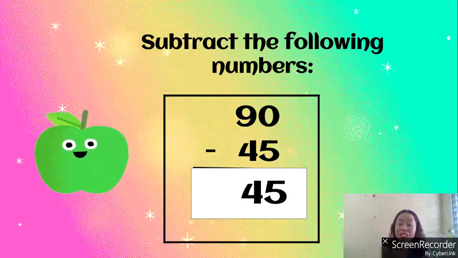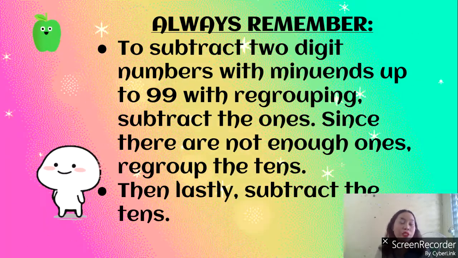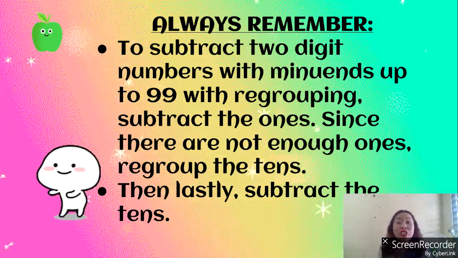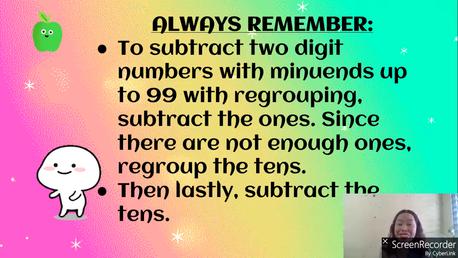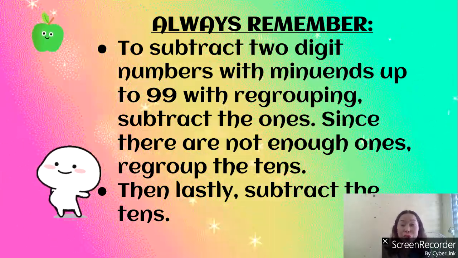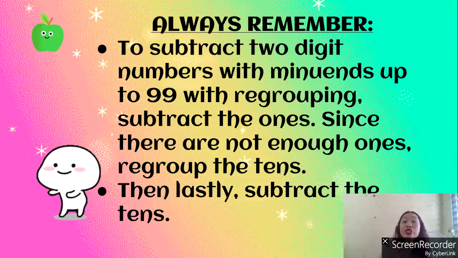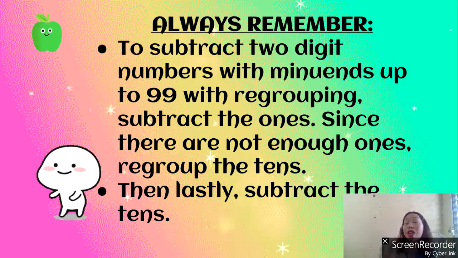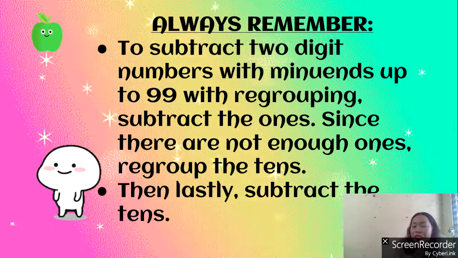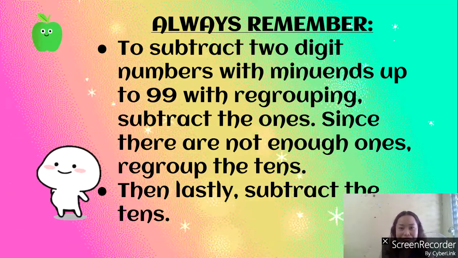Kasi kalahati yung binawas natin kay 90. So you should always remember to subtract two-digit numbers with minuends up to 99 with regrouping. Subtract the ones first. And then after subtracting the ones, since there are not enough ones, you should regroup the tens. Okay? Kuhanin mo si 10 doon, idagdag mo kay ones. Then lastly, subtract the tens.